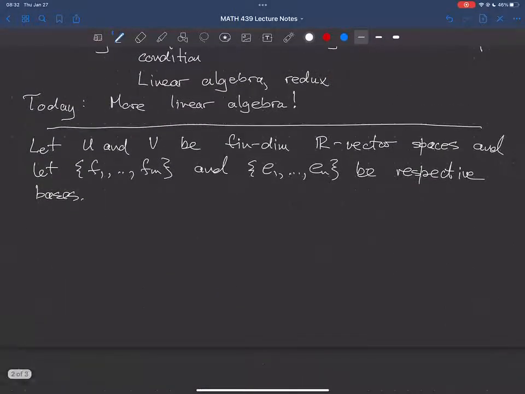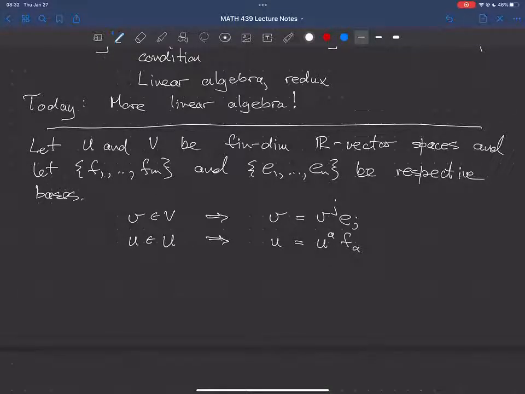if you have a vector V in V, then we write V as a linear combination, of course, of the basis vectors. Okay, and similarly, if U is in U, then you write U as a linear combination of the basis vectors. I'll use different kinds of letters for the indices: J, K, things like that for V, and A, B, and things like that for U. Okay, just because they're different dimensions. But in both cases, we're using the summation convention that we talked about last time.